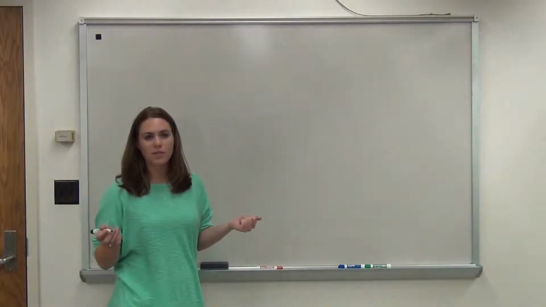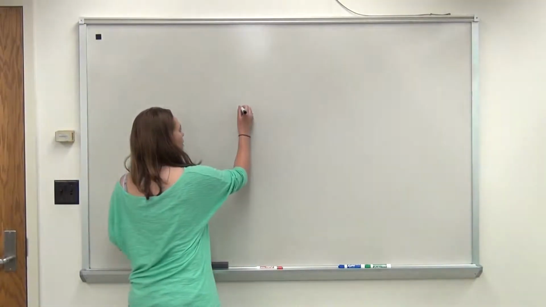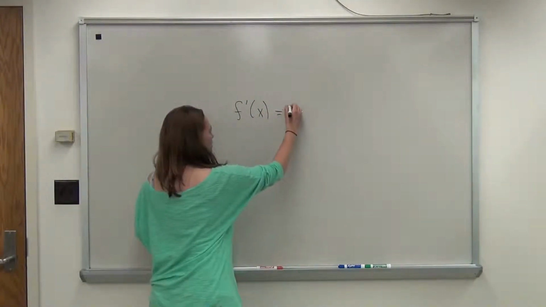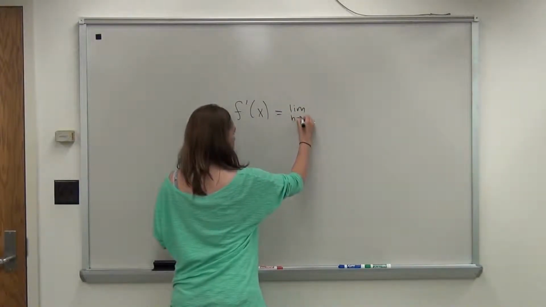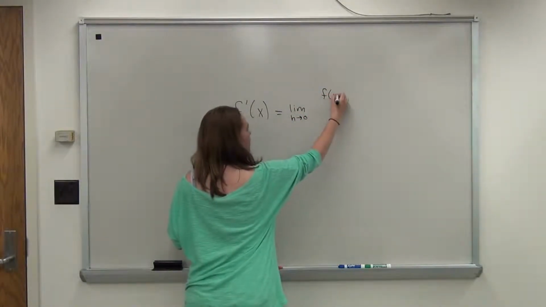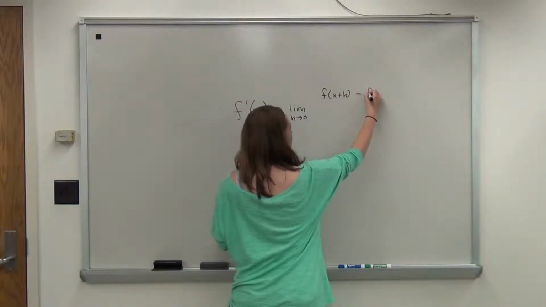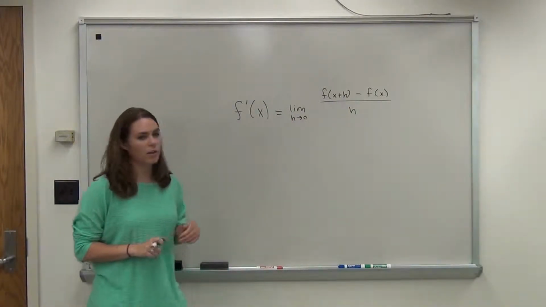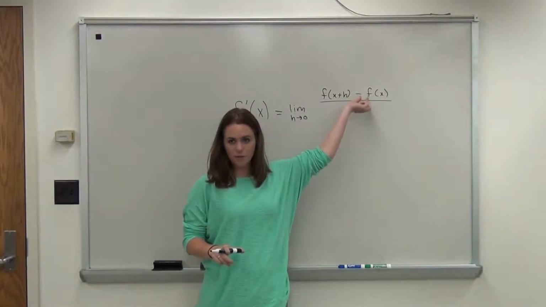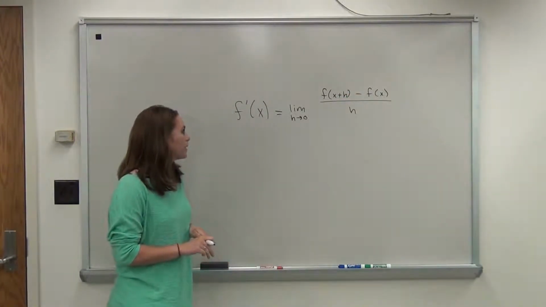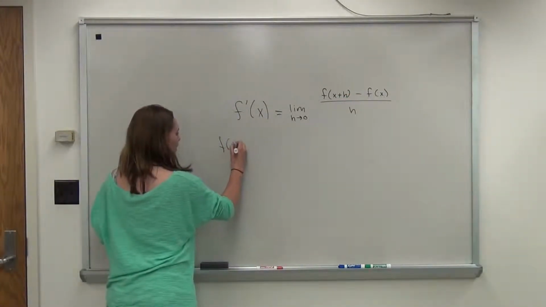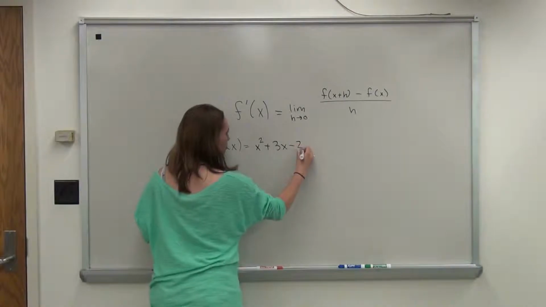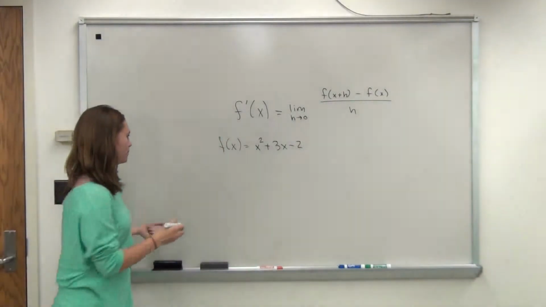Okay, so first of all we have the definition of a derivative. The derivative of some function f of x is equal to the limit as h goes to 0 of f of x plus h minus f of x divided by h. In this definition we have this negative sign, and this is one that causes a lot of trouble usually. So let's say we have this function f of x is equal to x squared plus 3x minus 2, and we want to find the derivative of it.